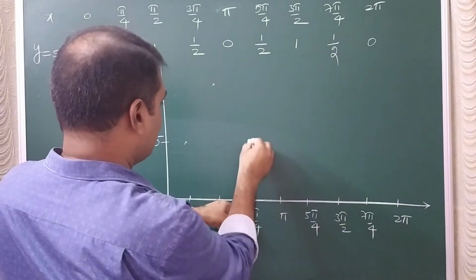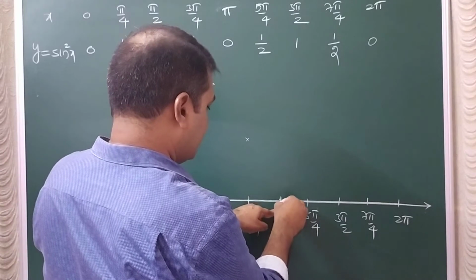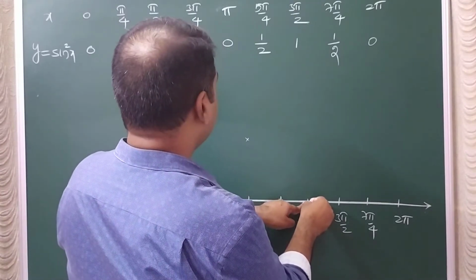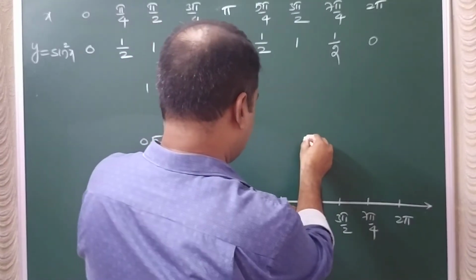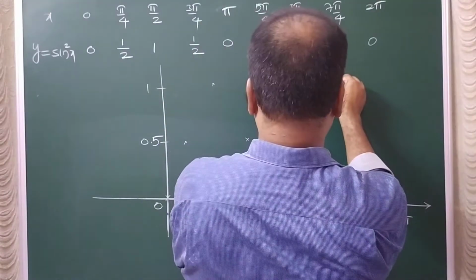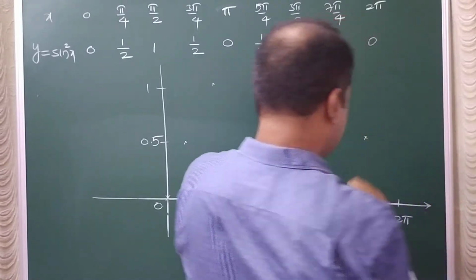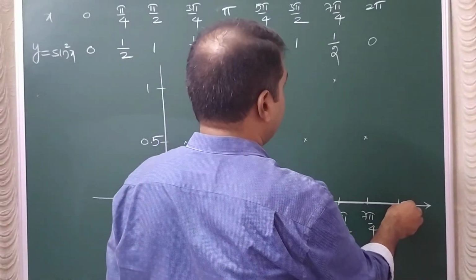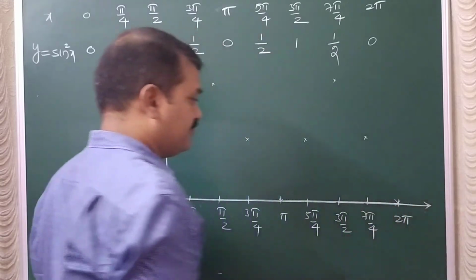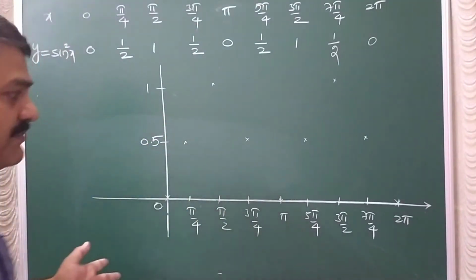3 pi by 4, again it is 1 by 2, 0.5. At pi, 0. 5 pi by 4, again 1 by 2, 0.5. 3 pi by 2, you are getting 1 again. 7 pi by 4, you are getting 0.5. 2 pi, you are getting 0. So points location or plotting of the points is completed.